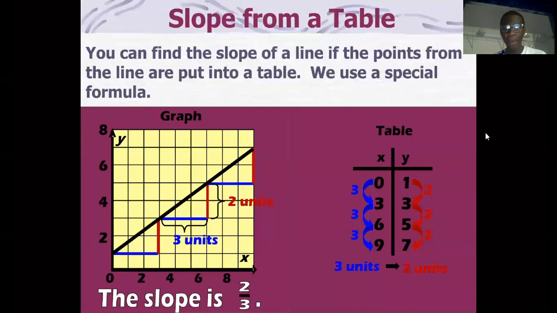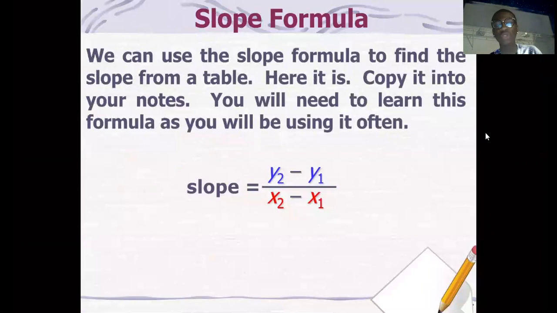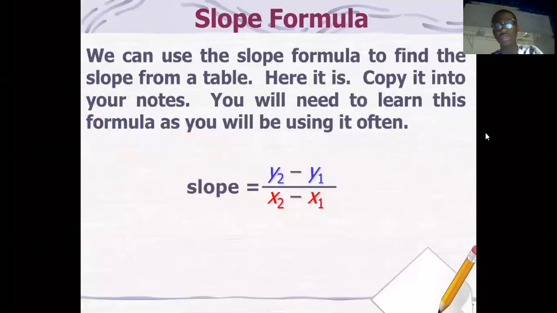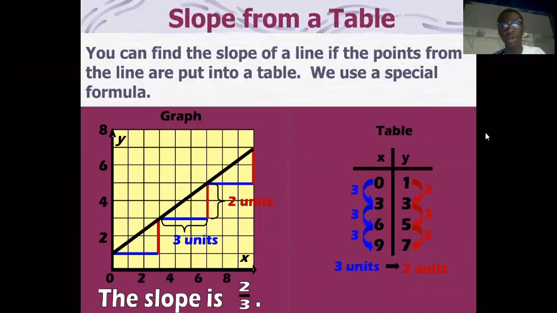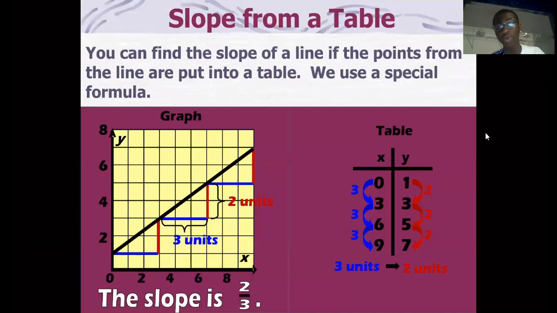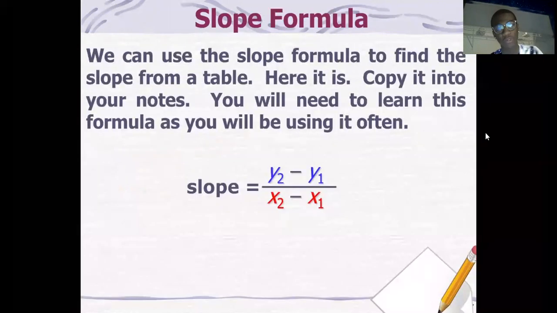Now I'm going to slide back here. So do you see the x right here, you see the y. So when it says y2 minus y1, they're referring to the y column. And then when it refers to the x, they're referring to the x column. Take notes of that.